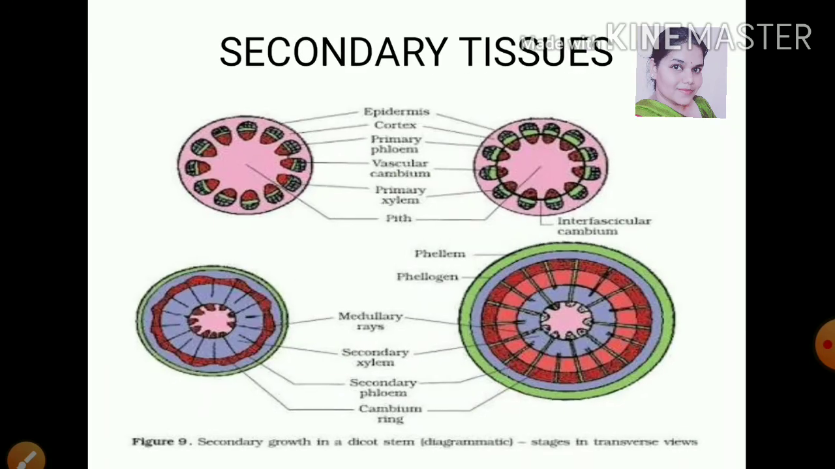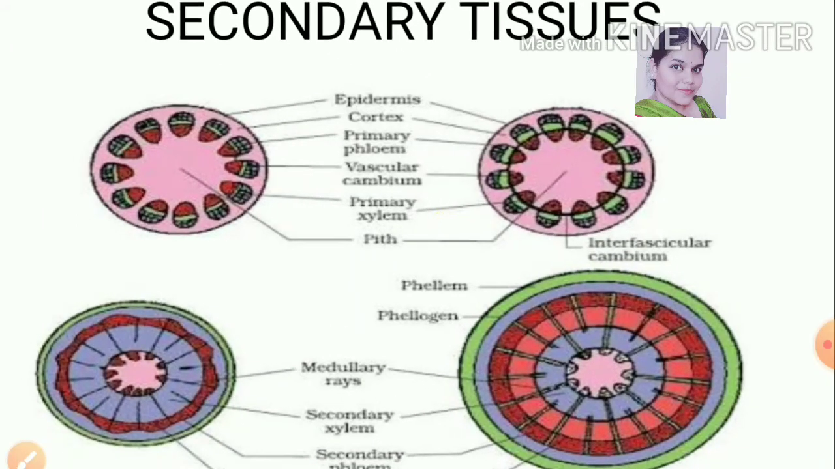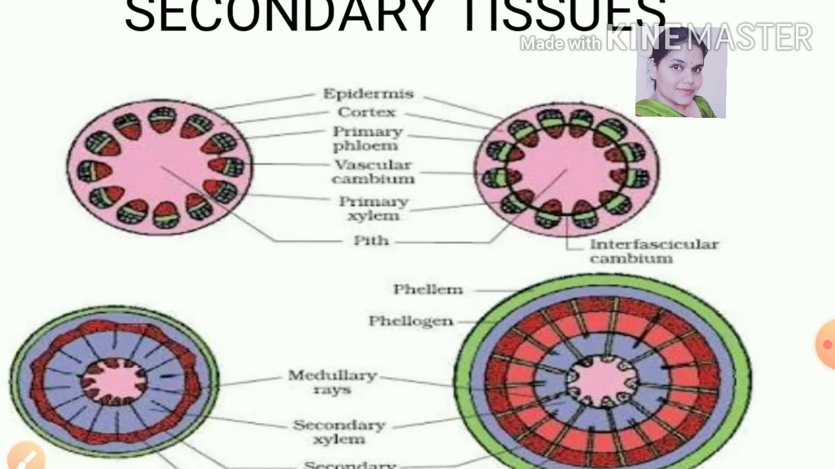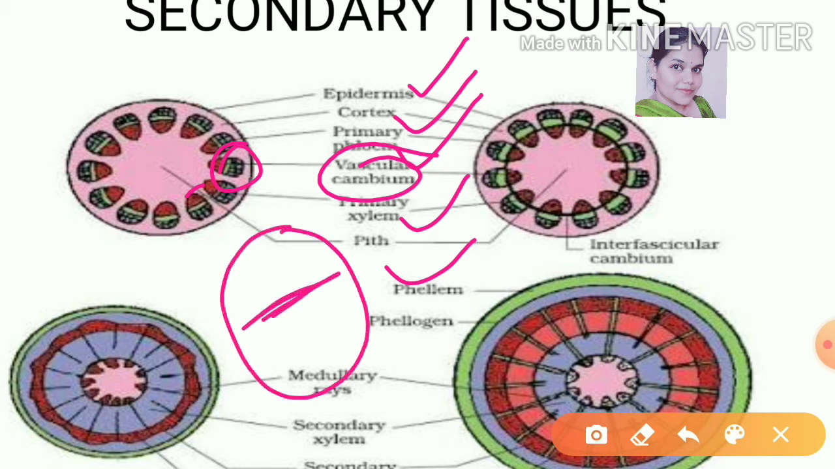Now this is the image showing your secondary tissue. This image is taken from the NCERT textbook. Only focus on the first two images, these pink ones. In these images, all the parts are common. See, this is epidermis, then cortex, primary phloem, meaning the phloem formed in the primary life stage of the plant. Then primary xylem, then pith, and vascular cambium. Vascular cambium means intrafascicular vascular cambium, so it is present in between the vascular bundle.